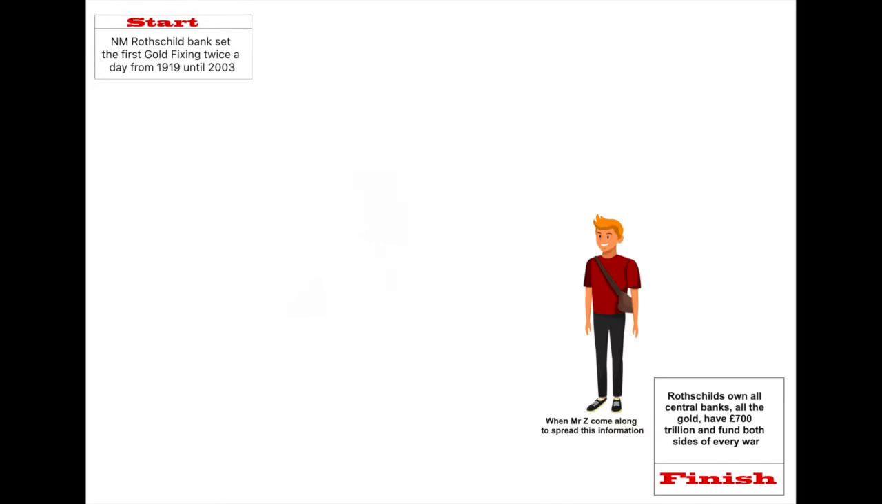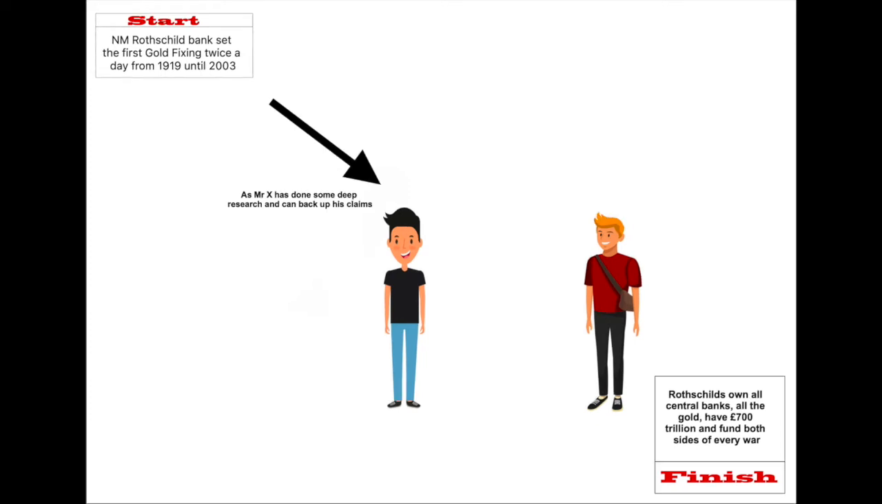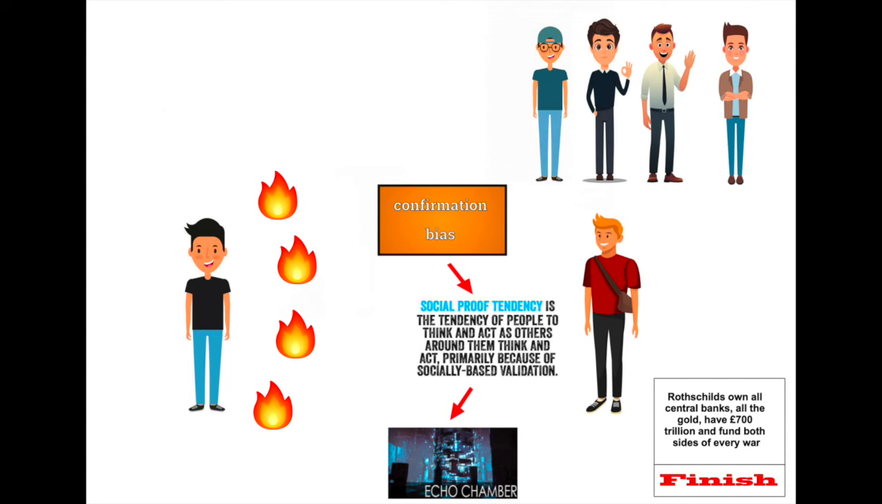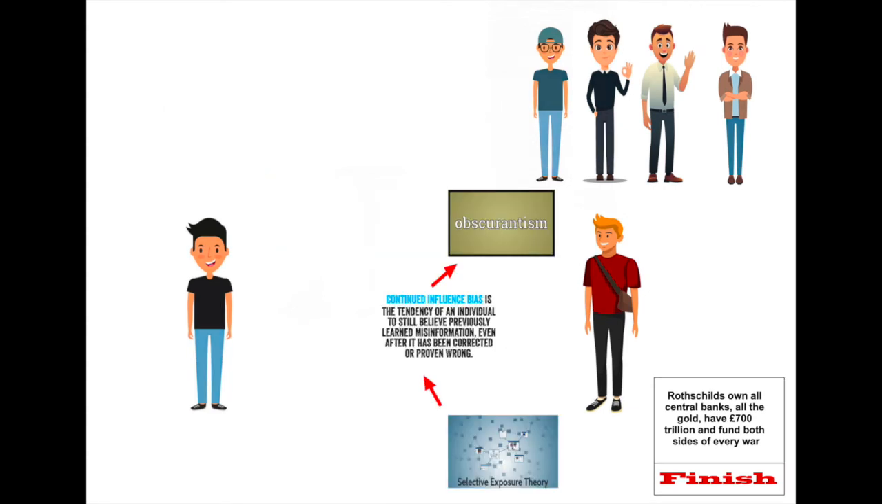And then when Mr. Z comes along to spread this information, he is met with opposition from Mr. X, as Mr. X has done his deep research and can back up most of his claims. But Mr. Z is part of an echo chamber which created confirmation bias around all their information, and they will defend that information, as they have created an echo chamber and confirmation bias around this information that they have been studying. Then they will go out with selective exposure and obscurantism and pass this information round as if it's the truth and what they believe, and anyone who goes against this will be cast out.